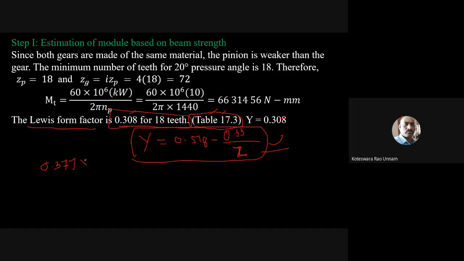అది తీసేయాలంటే జస్ట్ యూ మల్టిప్లై దిస్ వన్ బై కాస్ ఆల్ఫా. So in this case it is cos 20 degrees. If you take this, then you see what is the value you are going to get. You take that value as your Lewis form factor. Maybe exactly 0.308 might not come, whatever value comes, take that value and solve the problem.